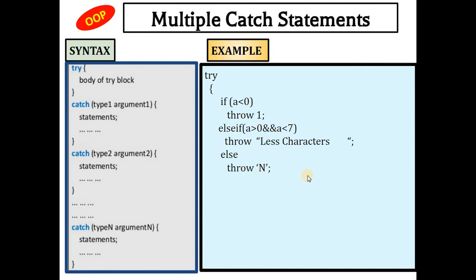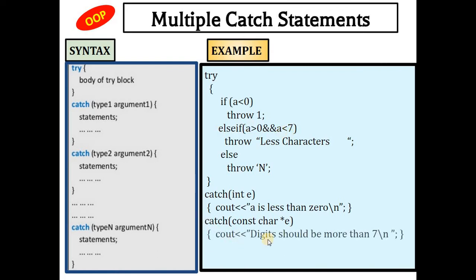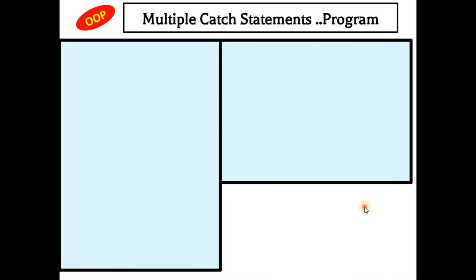To handle this, we will need different catch statements. For example, here we can have a catch which handles an integer value, int e. If a's value is less than 0, you will throw 1 and the handler will directly come to this catch where the integer value is handled and print a is less than 0. If the value of a is greater than 0 and less than 7, it will come to the second catch and display digits should be more than 7. And if you are throwing a character, it will show that the input is wrong. Accordingly the output will come.